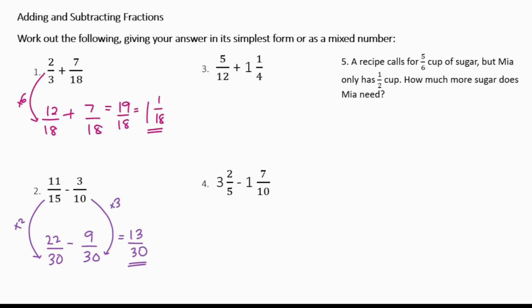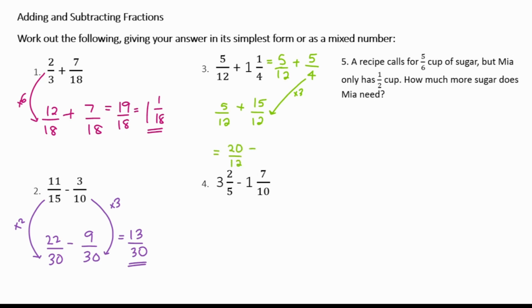For number 3, we are adding 5/12 and 1 1/4. Because the second fraction is a mixed number, we can first make it into an improper fraction. So we have 5/12 plus 5/4. The LCM of 12 and 4 is 12, so we could put both of these over 12. The first fraction remains the same, but to make 4 into 12, we have multiplied by 3. So we will do 5 times 3, which gives us 15. So this now gives us 20/12.